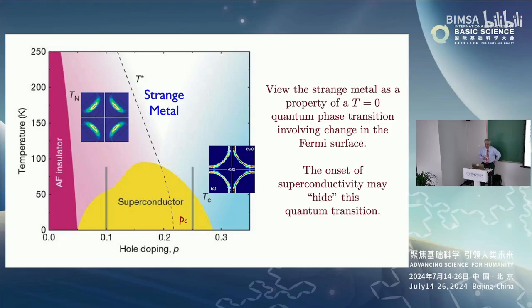But now the idea is that we're going to view the strange metal as a property of some T equals 0 quantum phase transition involving the change in the Fermi surface of the electron. Now, of course, at 0 temperature, there's a superconductor. But for the moment, we're going to view the superconductor as an annoyance. That's something that's hiding the underlying change that happens at higher energies, which is the change in the nature of the Fermi surface and some phase transition in this metallic system.